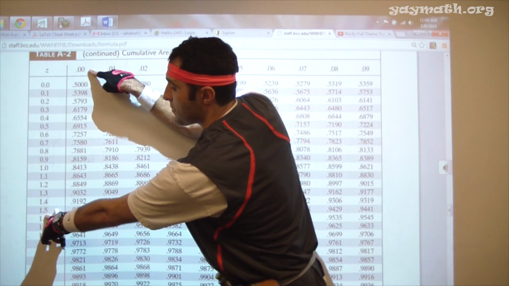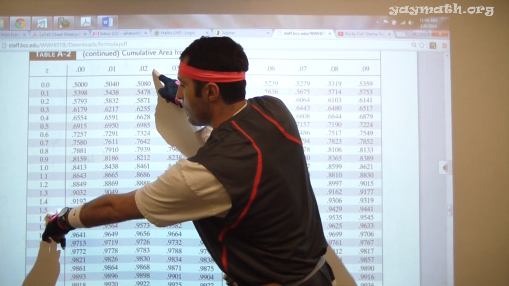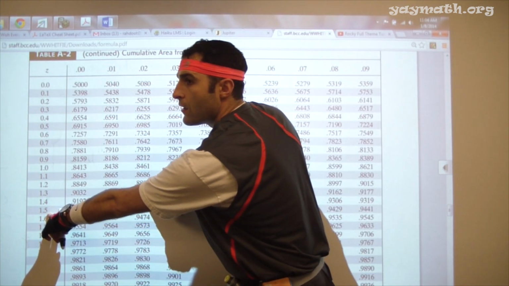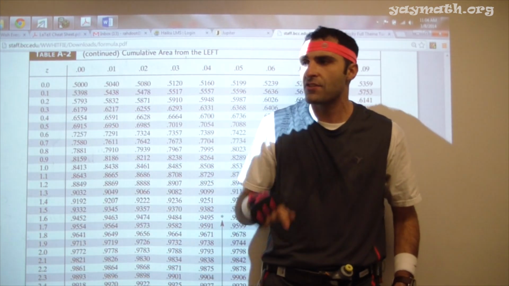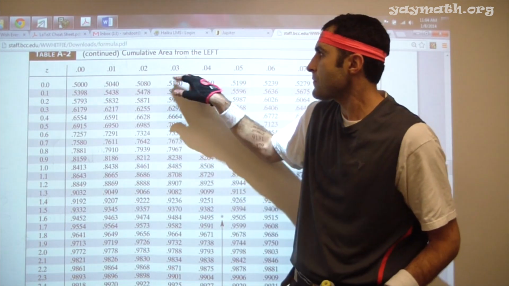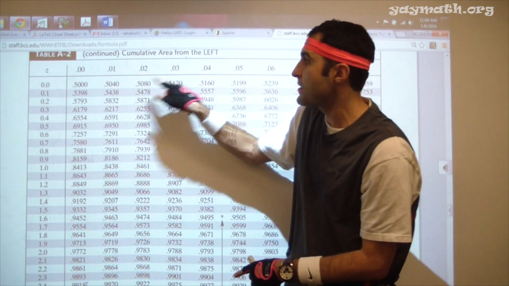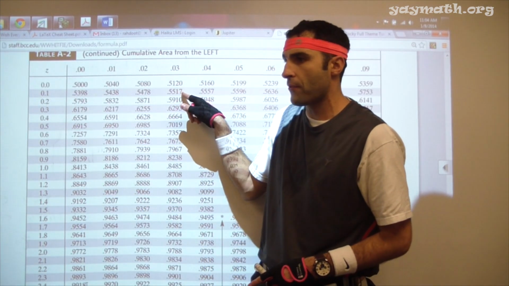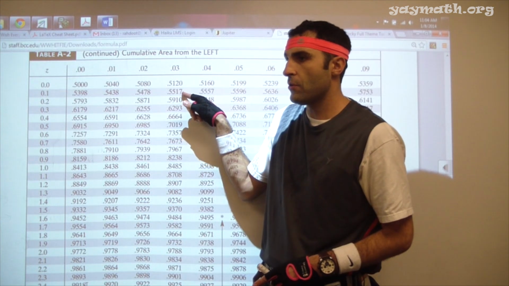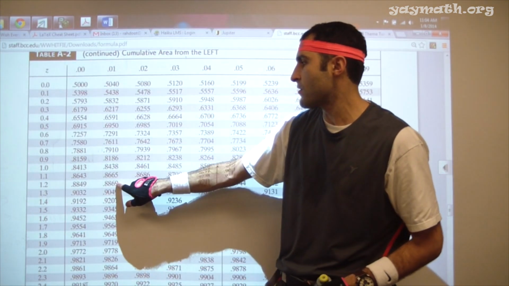If the z-score is 1.51, that would be the area. If the z-score is 1.52, whatever it ends in, it's the last digit. This is 1.53. This is 0.13 right here. So what does this z-score represent?